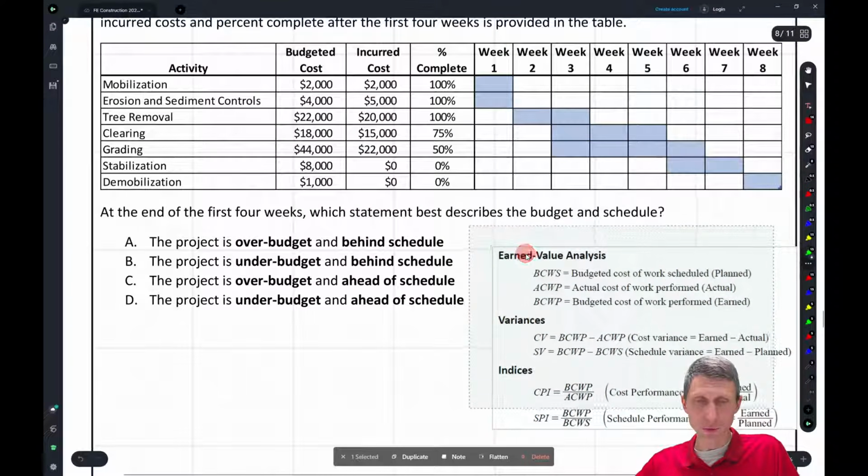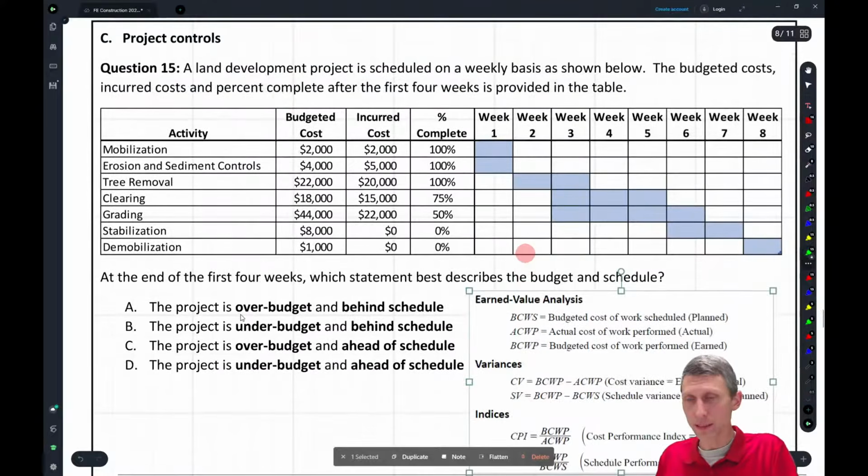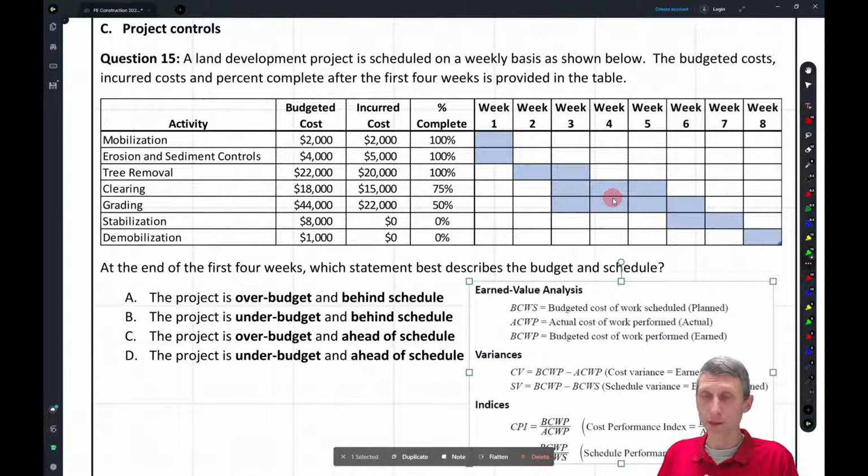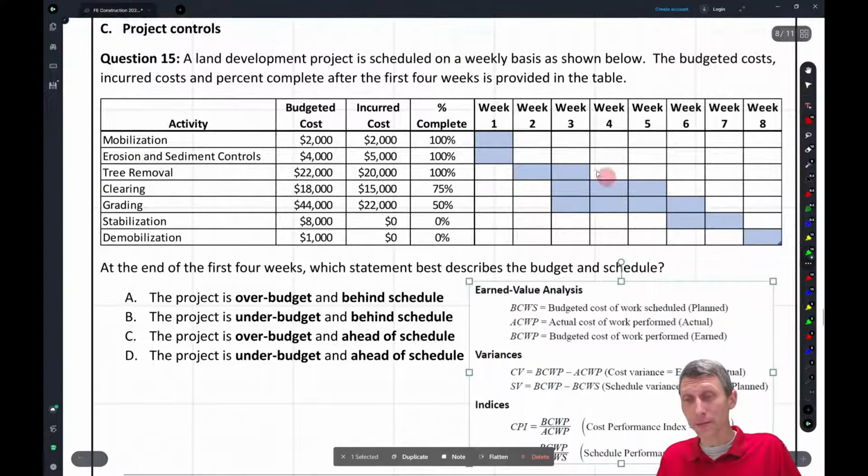Okay, so what we have here is a schedule, and this isn't a crazy project. It's a really simplified Gantt chart that you might see in Microsoft Project or something like that. It's a land development project, scheduled on a weekly basis, so week 1 through week 8. The budgeted costs incurred and the percent complete after the first 4 weeks are provided in the table.